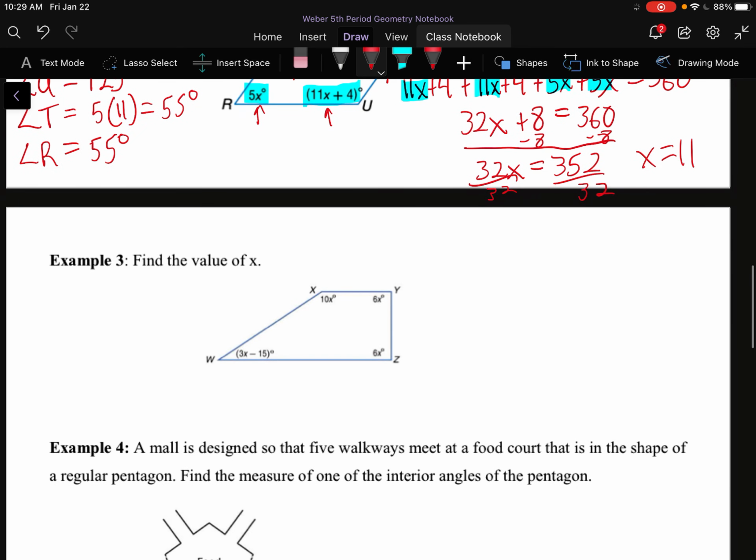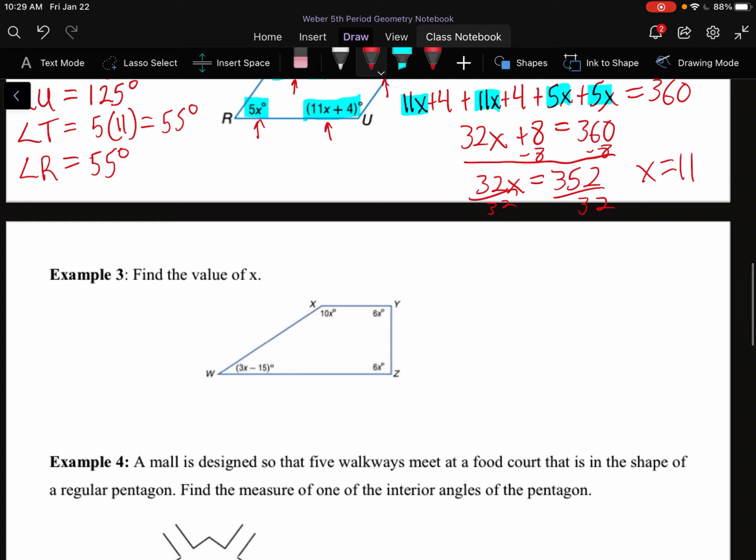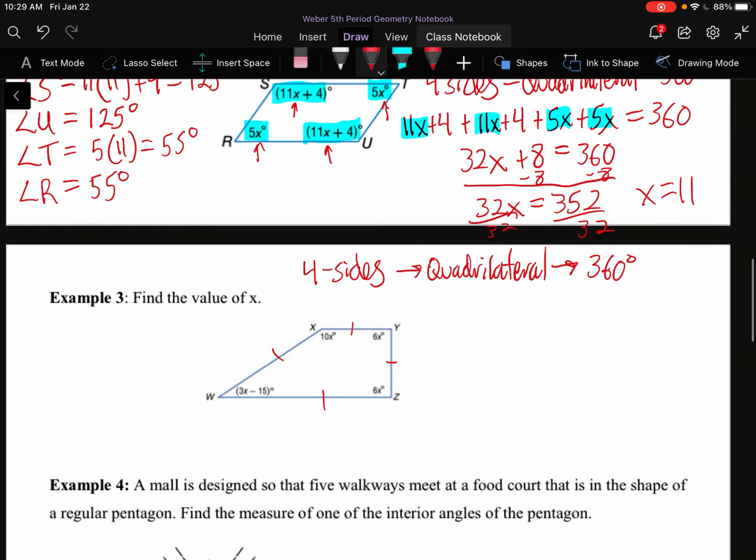Next, we have example 3. Find the value of x. So we don't have to solve for angle measurements here. We're just trying to solve for the value of x. Notice I have 4 sides here. 1, 2, 3, 4. I have 4 sides. When I have 4 sides, again, I have a quadrilateral. When I have a quadrilateral, my interior angles are always going to add to 360 degrees, just like example 2.